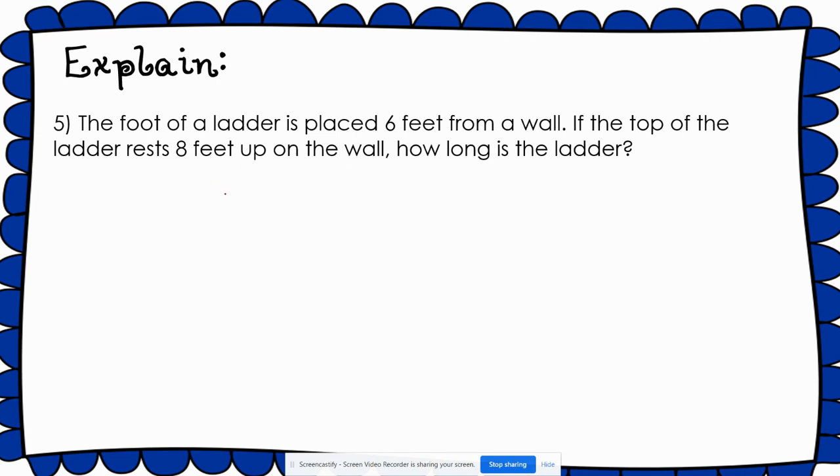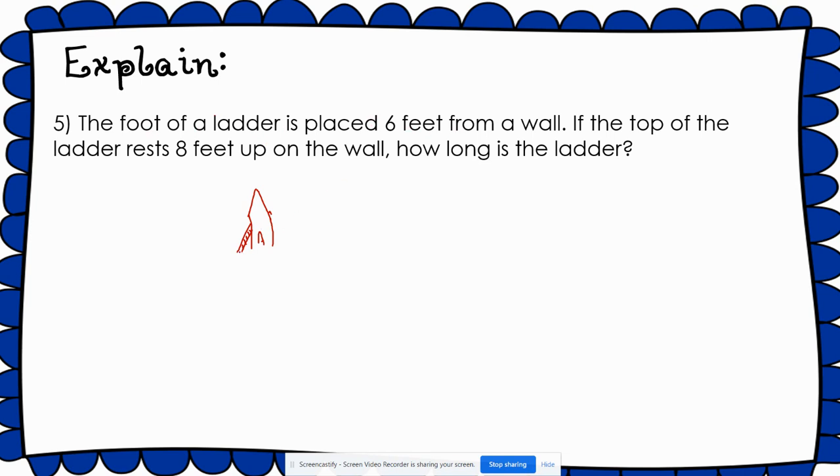Number 5, the foot of a ladder is placed 6 feet from a wall. If the top of the ladder rests 8 feet up on the wall, how long is the ladder? So again, draw a picture so that you can see this. So if you have a house, you have a ladder, and it says the foot of a ladder is placed 6 feet from a wall.